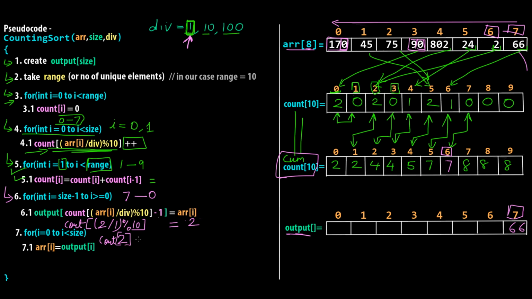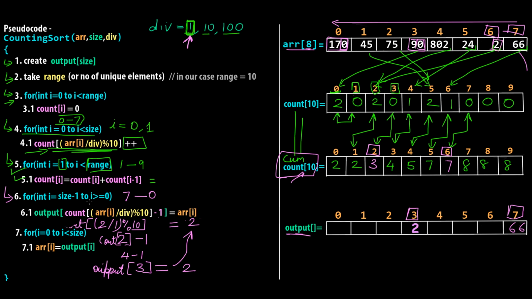But we also have this minus 1. So what is count of 2? Count of 2 in the cumulative count that we just calculated is 4. So we have to say 4 minus 1, which is 3. So this change will happen over here also. This will become 3, and this 3 is basically the index position in the output array where we have to store this 2. So in the output array, we will go to position 3 and store this number 2.